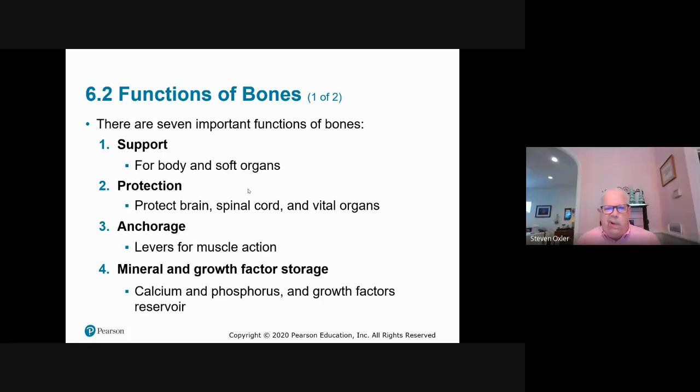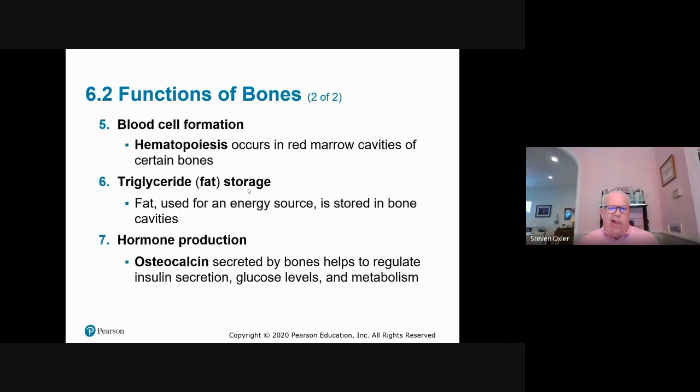So what are the functions of bone? Well, there's 7 functions. And we'll go through each of them. Support, protection, anchorage, mineral and growth factor storage, blood formation, triglyceride or fat storage, and hormone production.